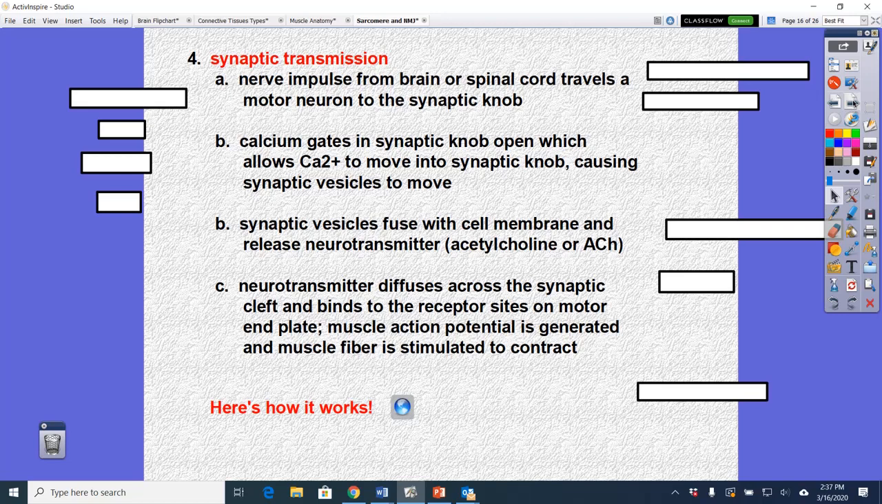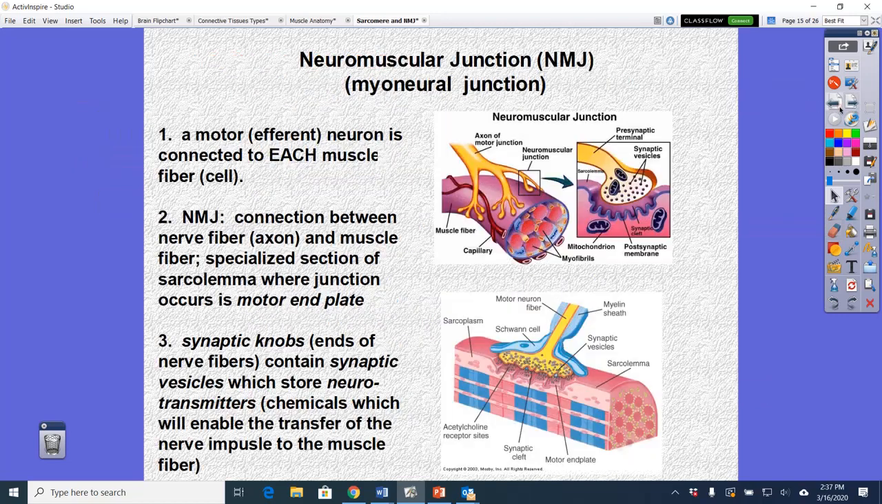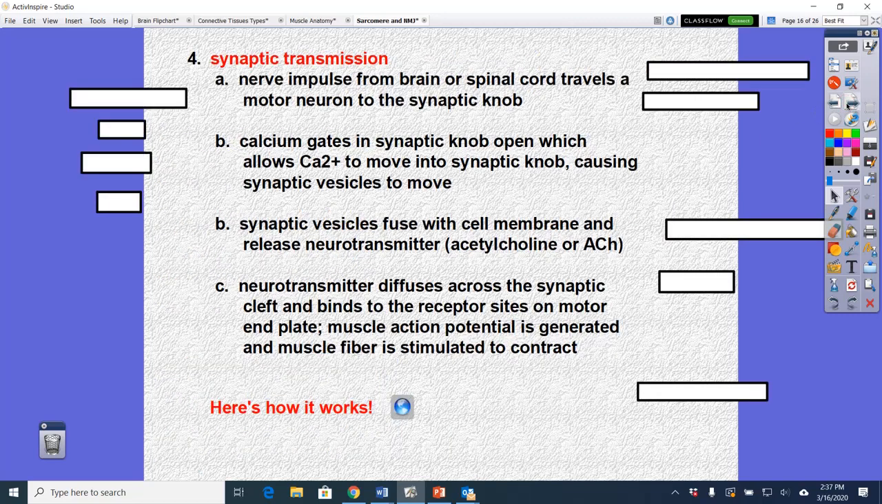When that calcium gets inside the synaptic knob, it is going to cause the synaptic vesicles, which are found in this synaptic knob, these little dots that you see here, or the dots that you see up on that top picture, to move to the end of that synaptic knob. When they move to the end of it, their membranes will fuse and they will release the neurotransmitter that's inside by exocytosis. It literally spits it out.